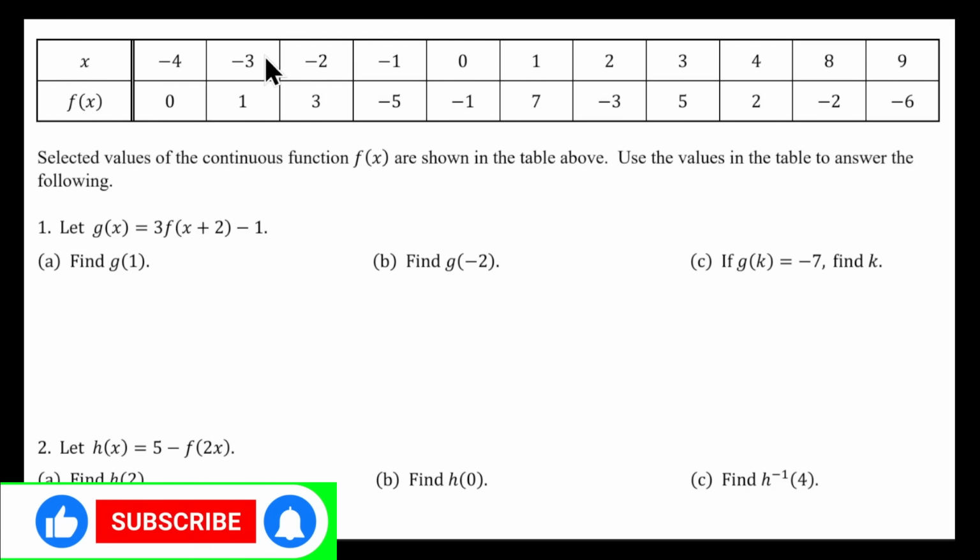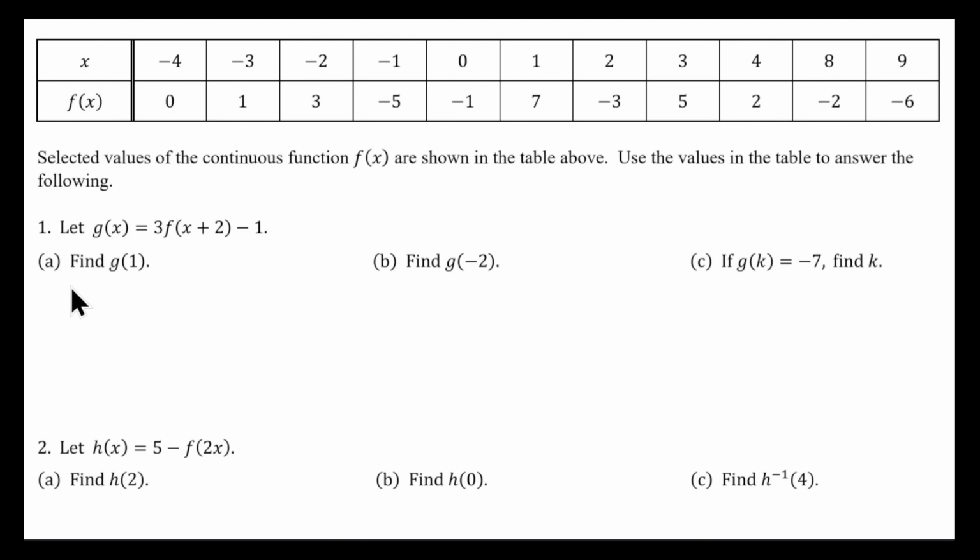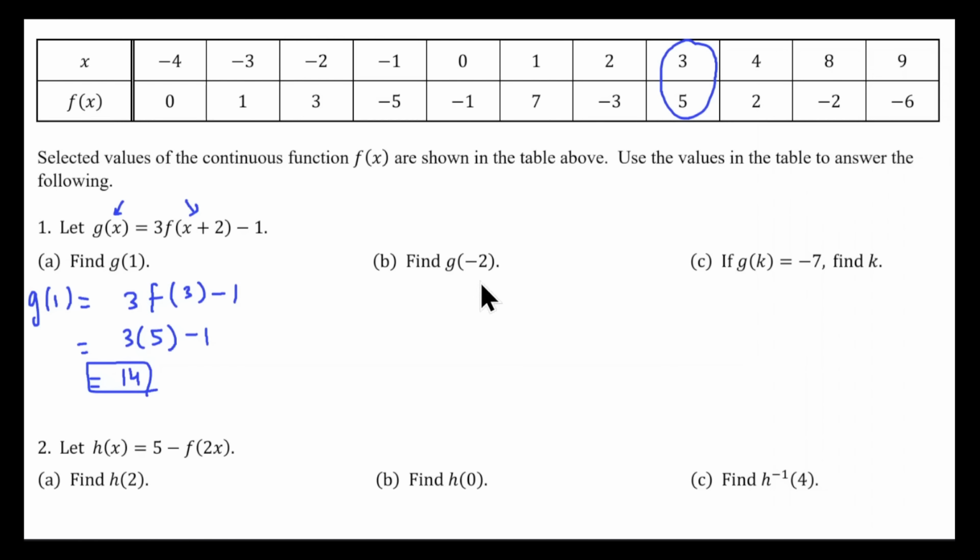Okay, we are given f(x) and a couple of values of x, and they're asking that if g(x) is defined by this, then what is the value of g(1)? So pretty straightforward. g(1) is just 3 times f(1 plus 2) minus 1. You understand, right? I just replaced every x by 1 over here. What is f(3)? There you go. f(3) is 5. So I'm going to replace f(3) by 5. 5 times 3 is 15. 15 minus 1 is 14 over here.